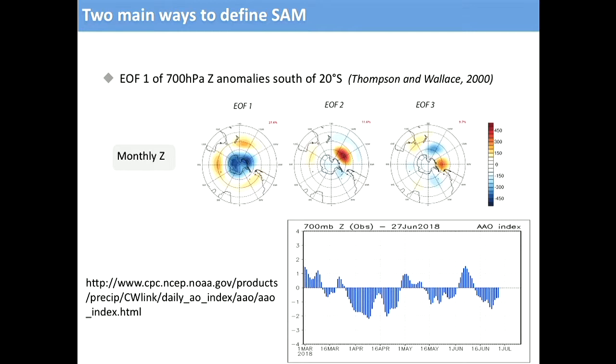And if you want an index of that, they call it the AAO, the Antarctic Oscillation, which is the same thing, it's just a naming thing. But this is available from the NOAA website, and you can get a daily time series of the SAM, and they even have forecasts of it there, and they have long time series as well.